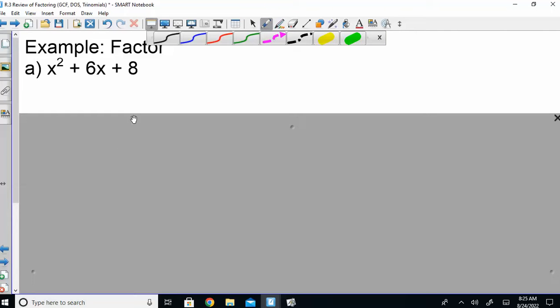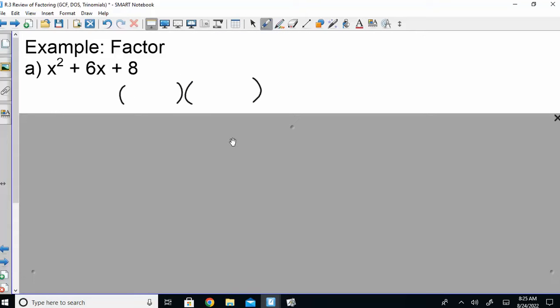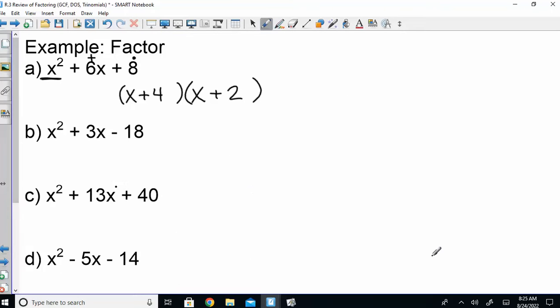Always first check for that greatest common factor, and there isn't one. So it will factor into two parentheses. X squared breaks into x. Then I need two numbers that multiply to 8 and add to positive 6. Positive 4, positive 2. 4 times 2 is 8, 4 plus 2 is 6. Why don't you guys try it?